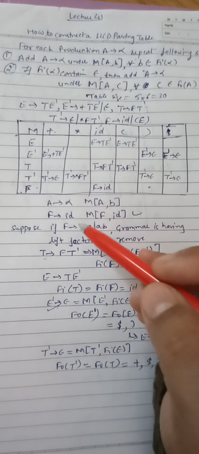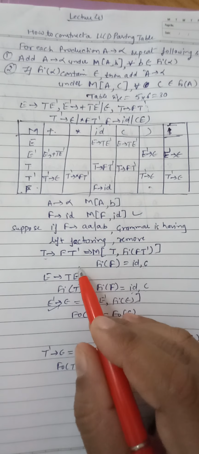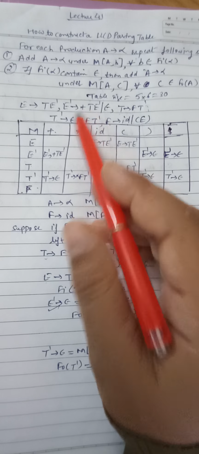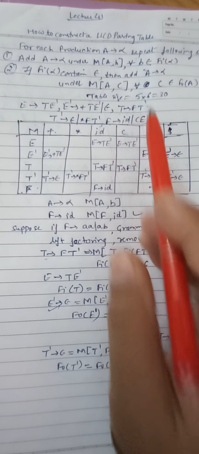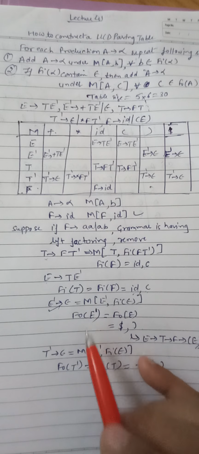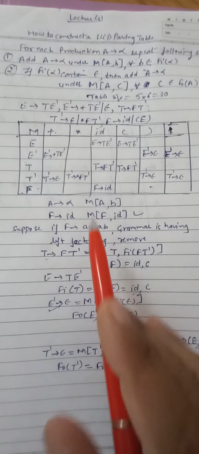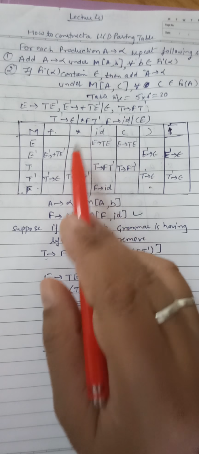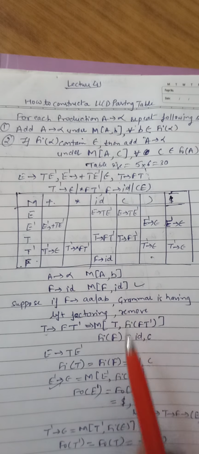For all the productions, we have seen that f tends to id is over, e tends to t e dash is over, e dash tends to plus t e dash is over, e dash tends to epsilon is over, t tends to f t dash is over, t dash tends to epsilon is over, and t dash tends to star f t dash is over. So all our productions are over and our table is completed. In that way we can calculate the LL1 parsing table.